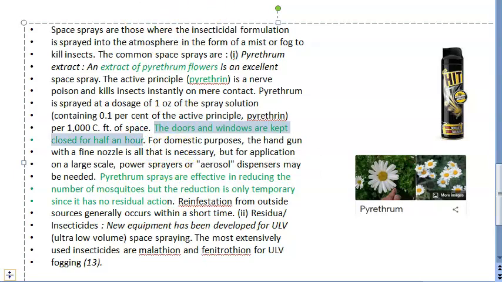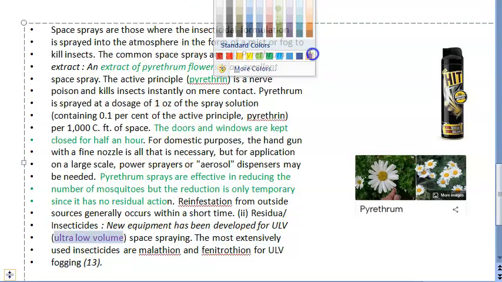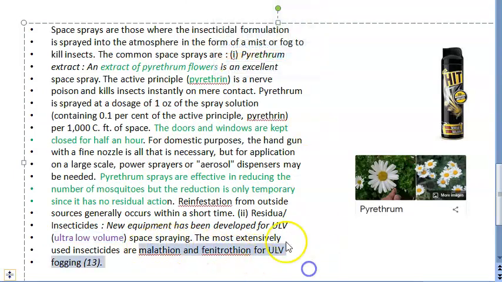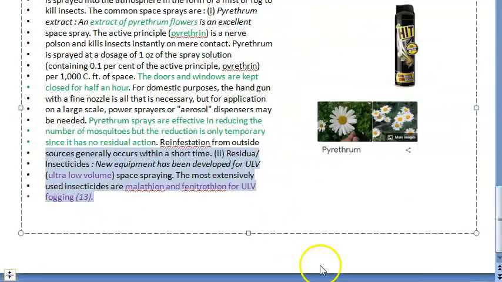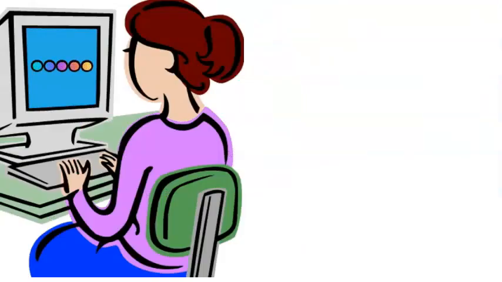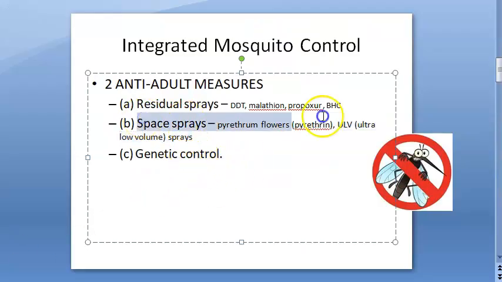Then there is some ultra low volume space spraying, ULV, where they're using malathion and all that. But aren't these dangerous for human beings? What do you think, guys? Malathion and all, if they're spraying ultra low volume spray. Maybe ultra low volume is fine. So what did we just finish, guys? We finished space sprays, pyrethrum flowers, ultra low volume sprays, etc. Residual sprays we have finished. Now space sprays we finished. All these are adult control.